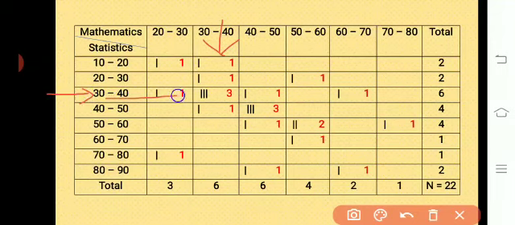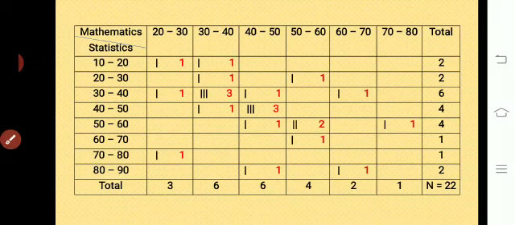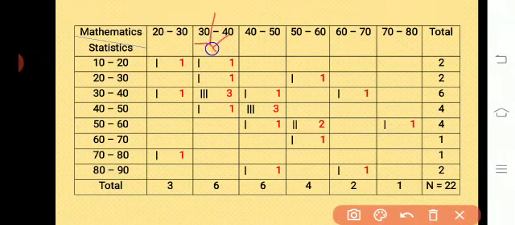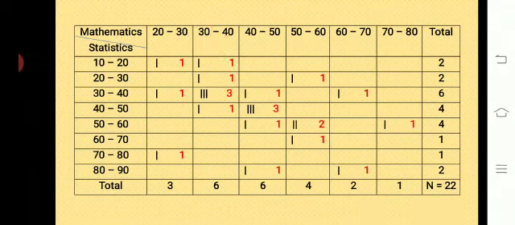So the intersection of these two class intervals will be here. Here we have to give one tally mark for roll number 4. Similarly, roll number 5, marks in mathematics are 30. So 30 will come in this class interval, and marks in statistics are 20, which will come in this class interval. So the intersection of these two is here, and here we have to give one tally mark for roll number 5.